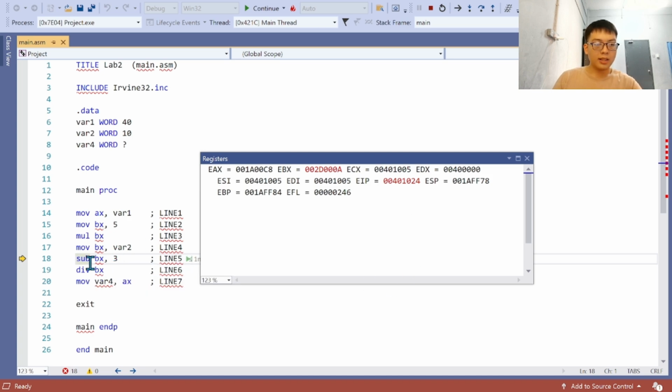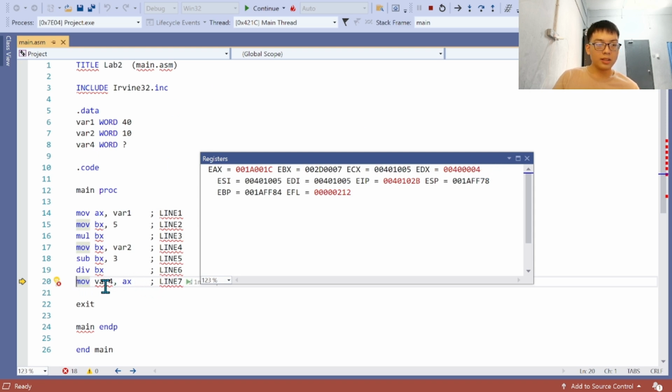And this line subtracts 3 from BX. After execute this line, the BX becomes 0007. And this line divides the AX by BX. After execute this line, the AX becomes 1C, and the remainder is stored into DX, 0004.